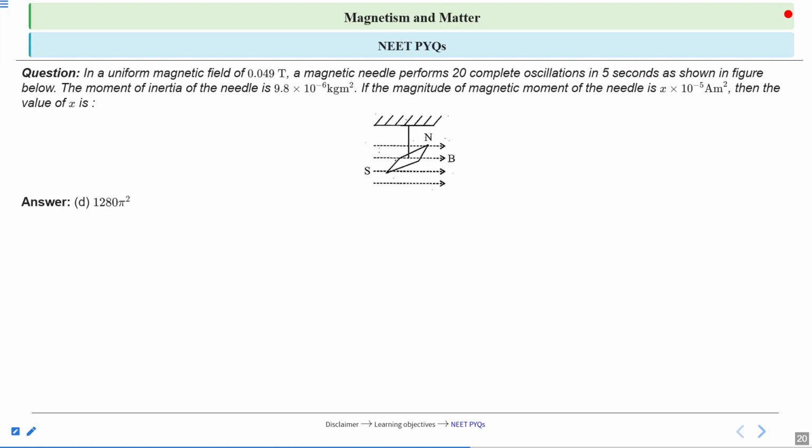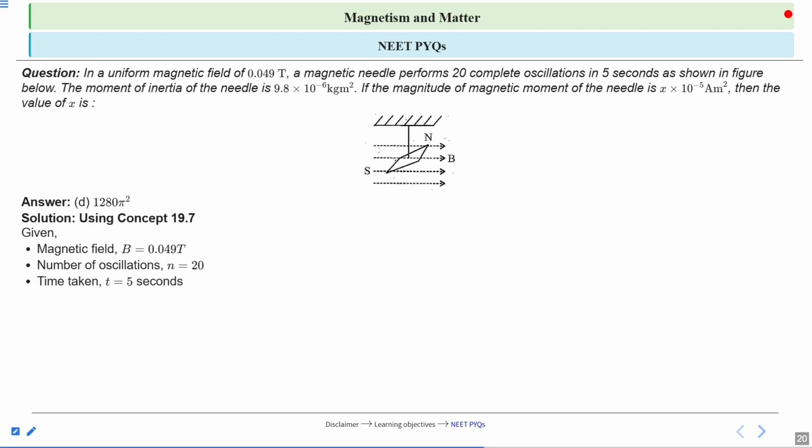So let's see the solution. The correct option is 1280 pi square, using concept 19.7. So what is given? Magnetic field B is given, which is equal to 0.049 Tesla. Number of oscillations N is given, 20. Time taken T is given, 5 seconds.